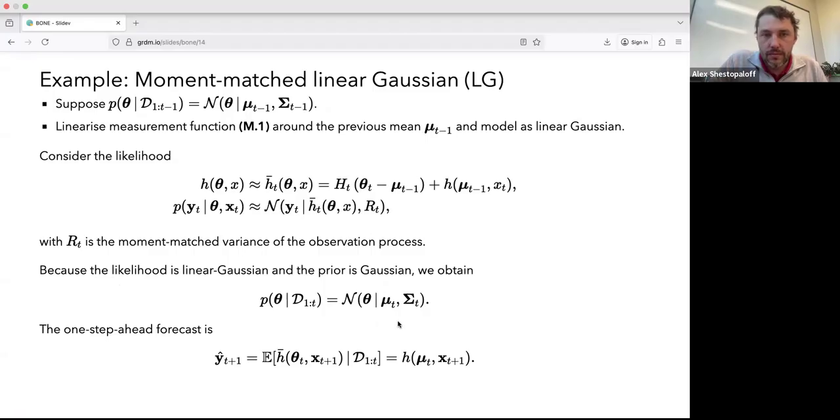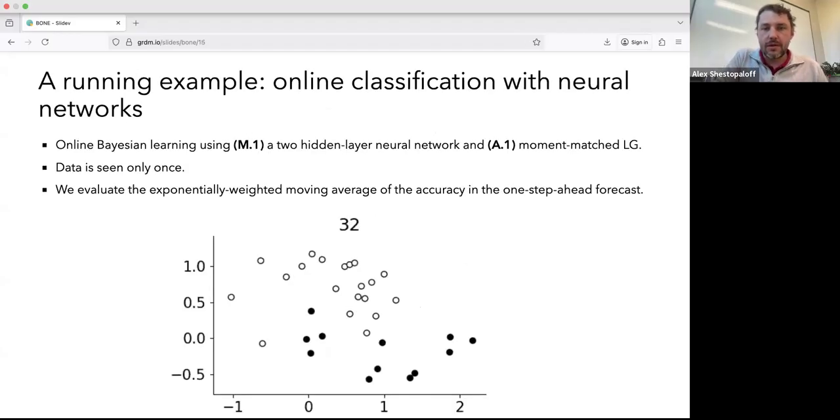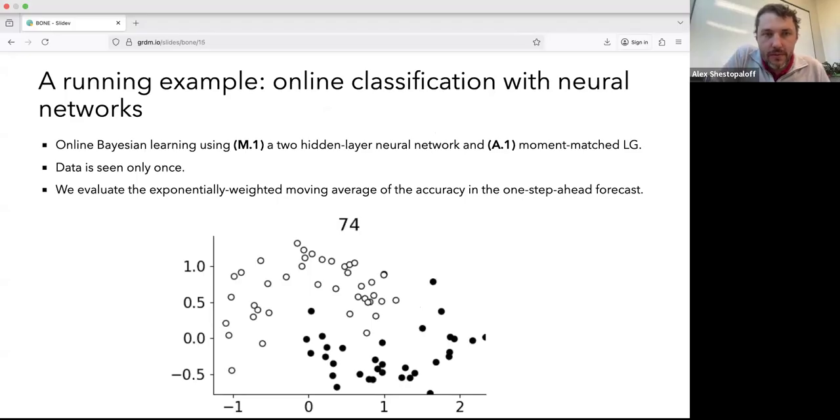once we observe data at time t, and from this posterior we can easily get the one step ahead forecast because we know exactly what h is for this approximation. Okay.